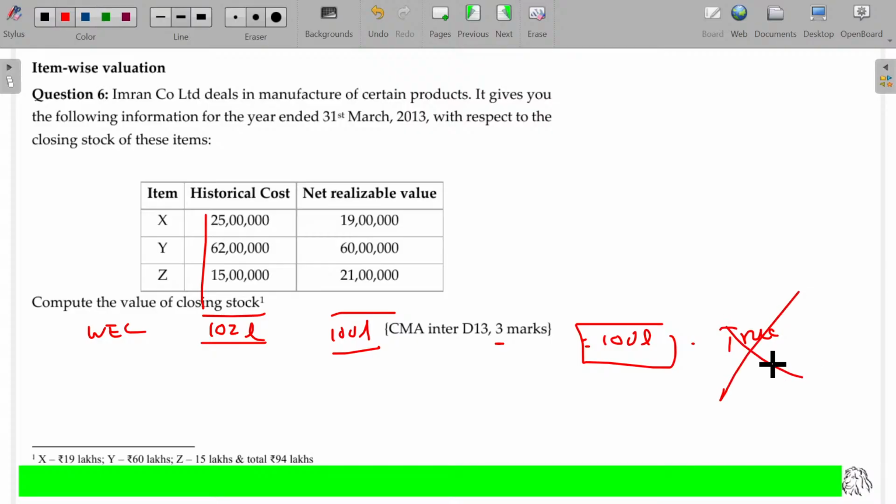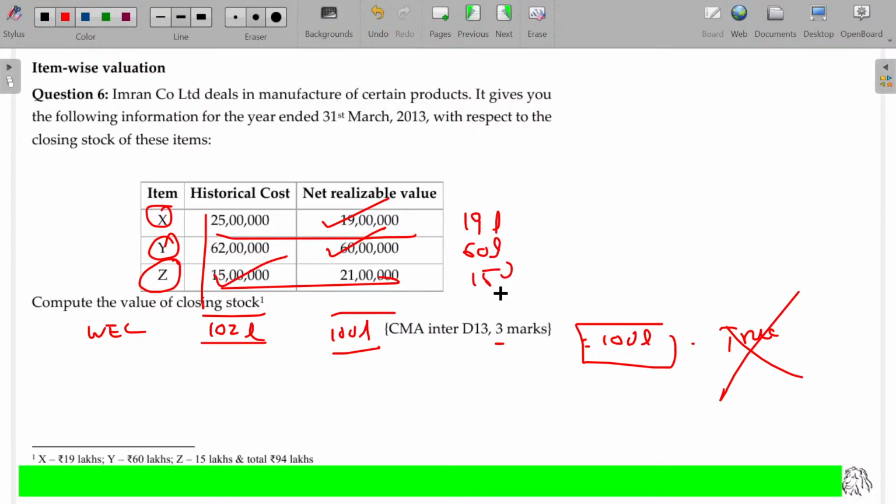You have to find out the cost or NRV, whichever is lower, for each and every item category independently, item wise. So X separately, Y separately, Z separately. Between these two, whichever is lower, 19. Between these two, whichever is lower, 20. Between these two, whichever is lower, 15. So 19, 60 and 15 lakhs. What is the ultimate value here? 94 lakhs will be taken as closing stock value.